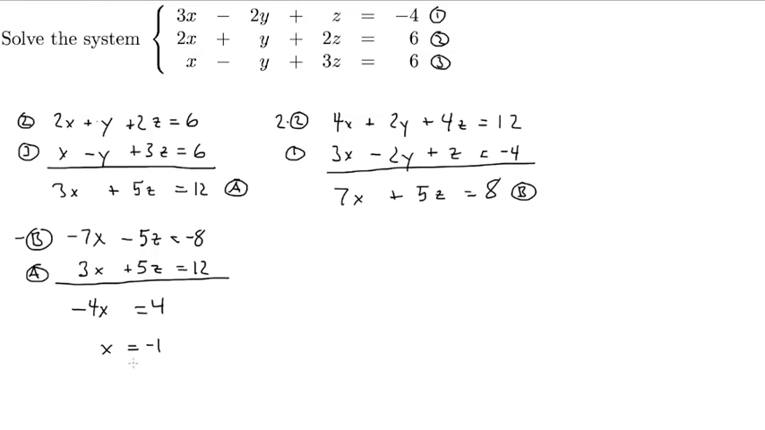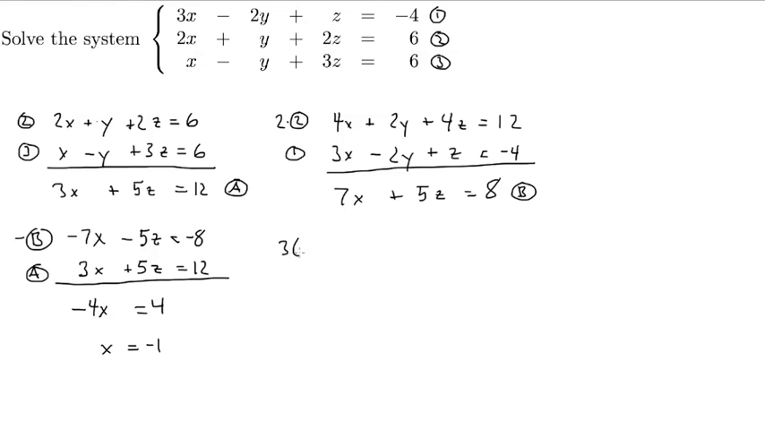Okay, so we've found our first variable. We know what x equals. We've got 2 to go. We need to find what z and what y equals. What we're going to do next is to take this value, plug it back into one of our intermediate equations. Plug it back into A or B. It doesn't matter which one. Take your pick. I like A. So let's see here. Plug this into A.